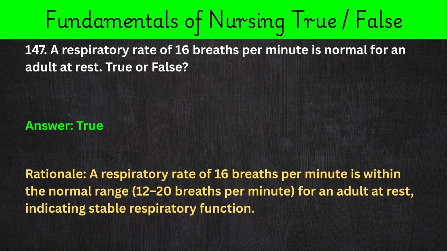147. A respiratory rate of 16 breaths per minute is normal for an adult at rest. True or false? Answer: True. Rationale: A respiratory rate of 16 breaths per minute is within the normal range, 12 to 20 breaths per minute, for an adult at rest, indicating stable respiratory function.